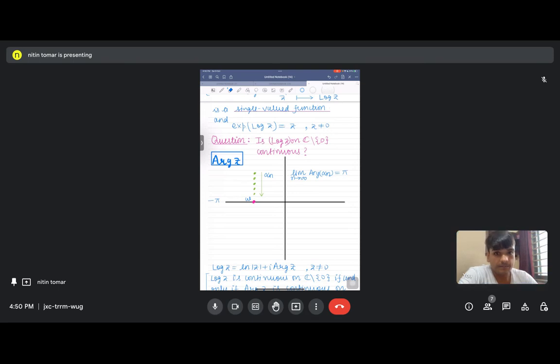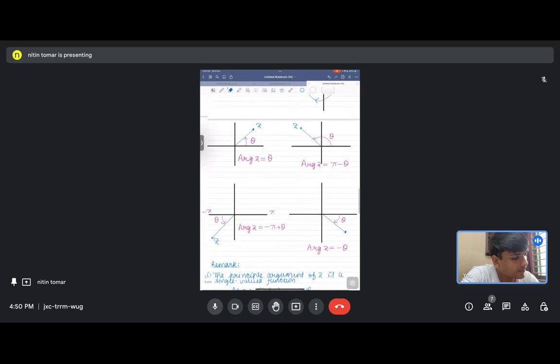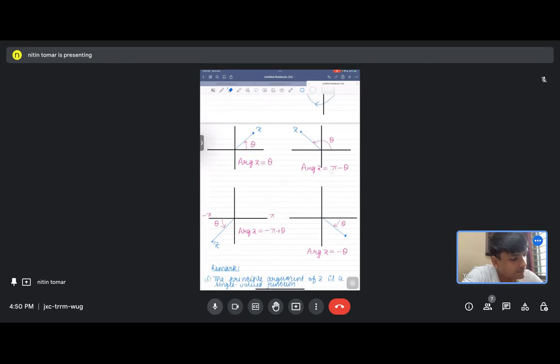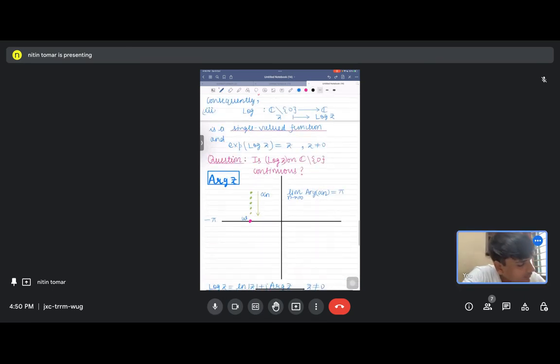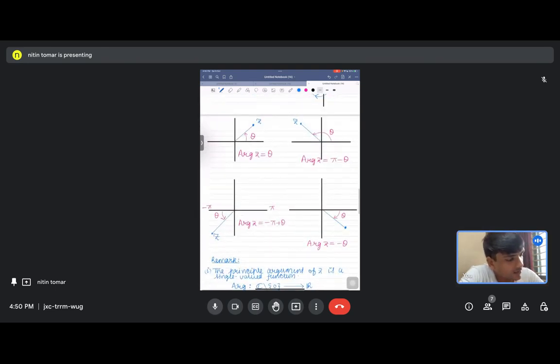Yes, sir. Because we know in the second quadrant the argument is pi minus theta, right? Yes, sir. Now, for each of these alpha n, the argument will be some pi minus theta n, correct? Yes, sir. And what was this theta n? This theta was this angle.